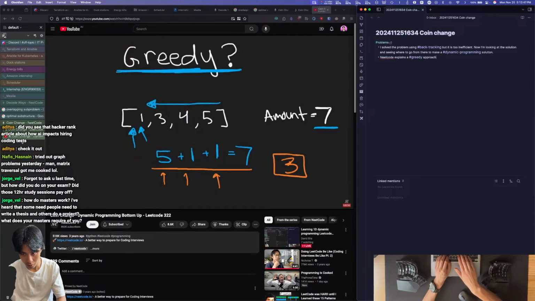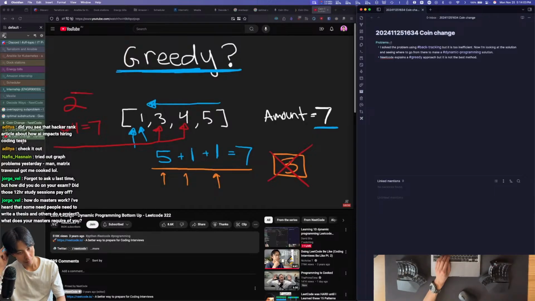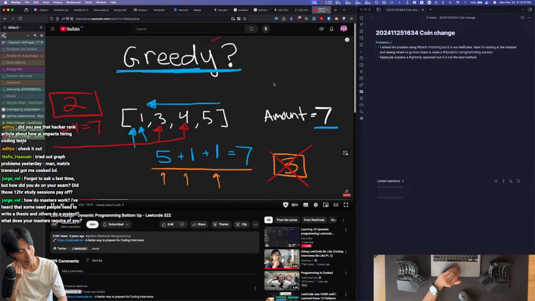But is that the minimum amount of coins? The answer is no, because just looking at it, we can tell we have a 3 and we have a 4, and 3 plus 4 is 7. That means the minimum amount of coins is actually 2. So this is a counterexample. We cannot be greedy if we want to solve it.